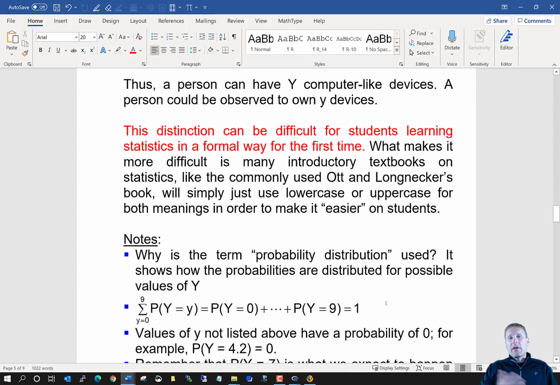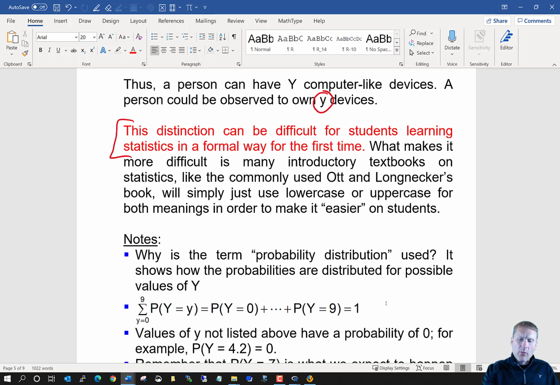So for example, maybe capital Y here is a random variable denoting how many computer-like devices that you own. A person could be observed to own, let's say, 3 devices or 4 devices. A particular value of number of devices that they have. In a generic manner, this is denoted by then the lowercase version of that uppercase letter. And as I have here in red, this distinction can be difficult for students learning statistics in a formal way for the very first time, unfortunately.